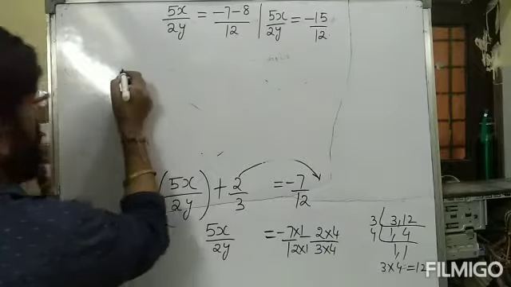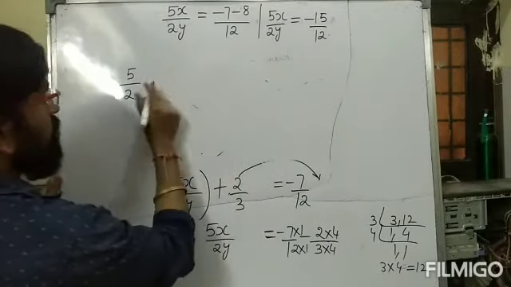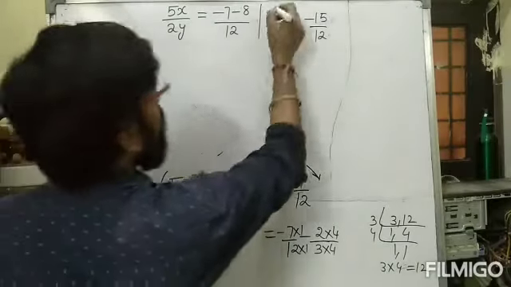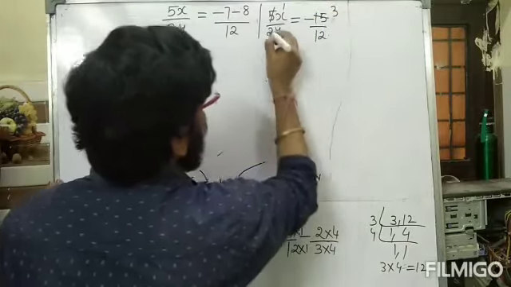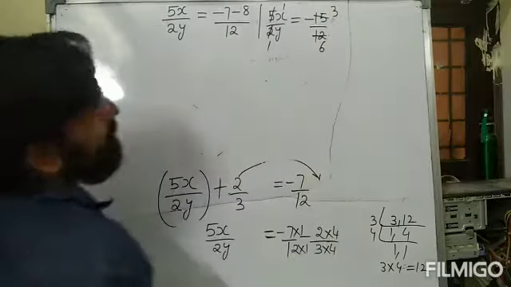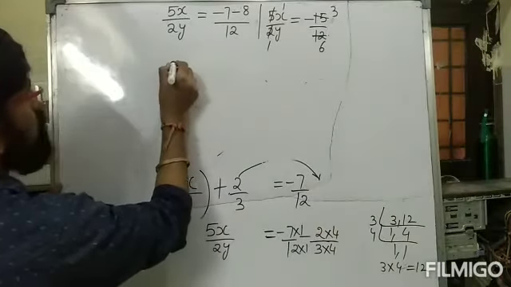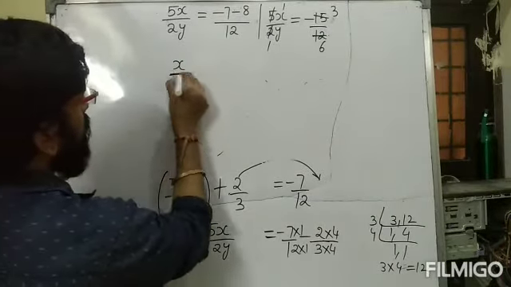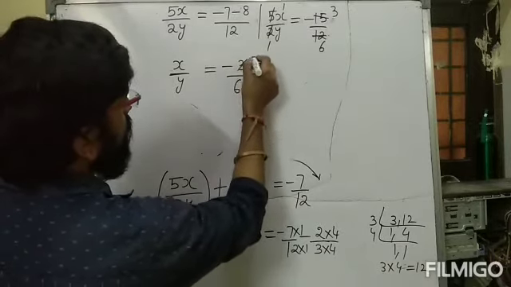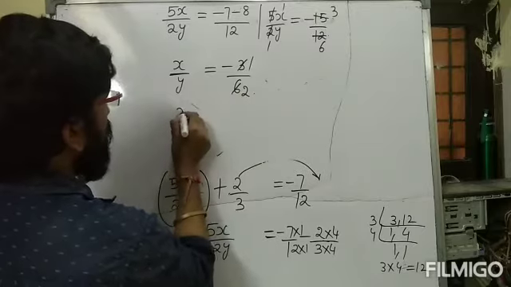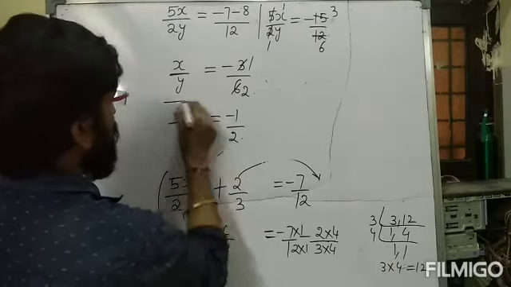Now I am writing this separately. 15 by 12 and 5 by 2: 5 ones, 5 threes, 2 ones, 2 sixes. You can gather like this. So x by y is equals to minus 3 by 6 once, twice. Therefore, x by y is equals to minus 1 by 2.